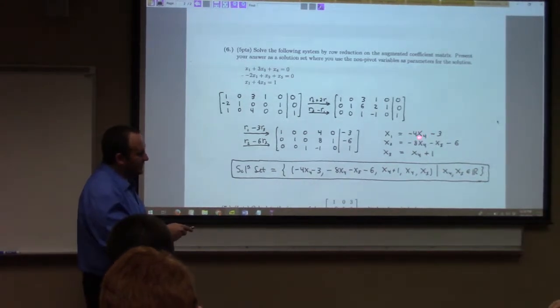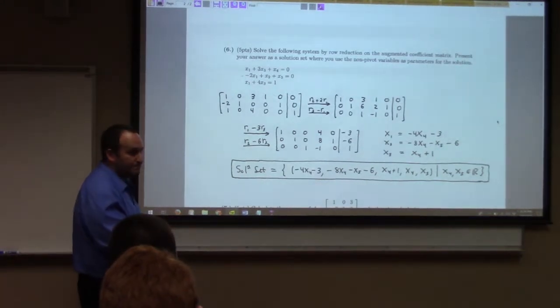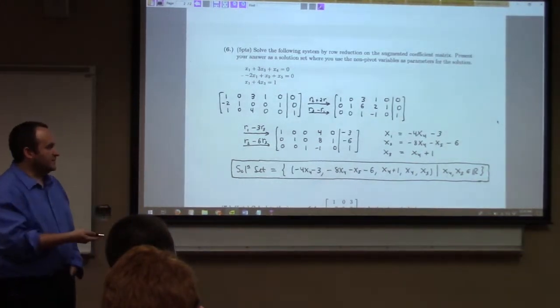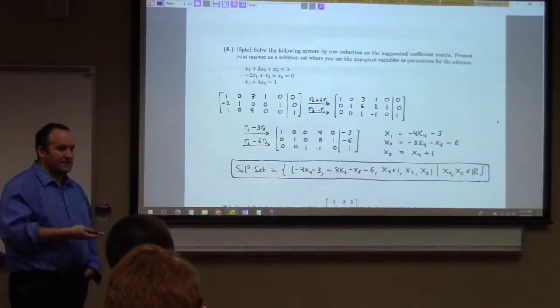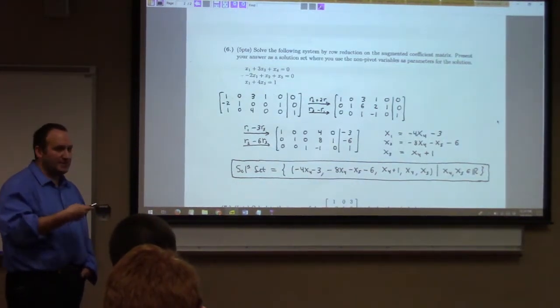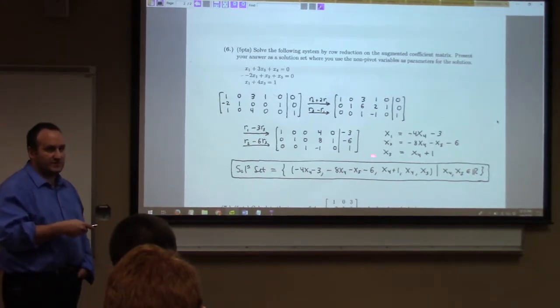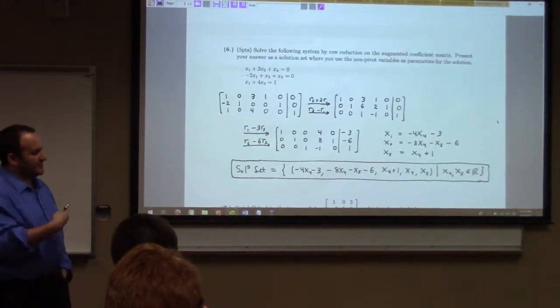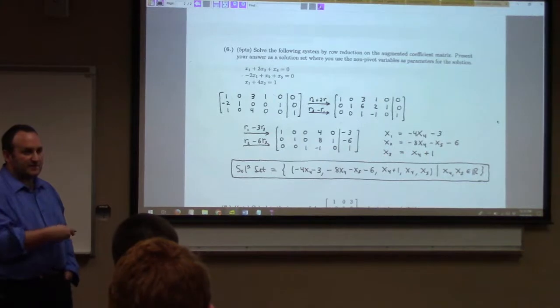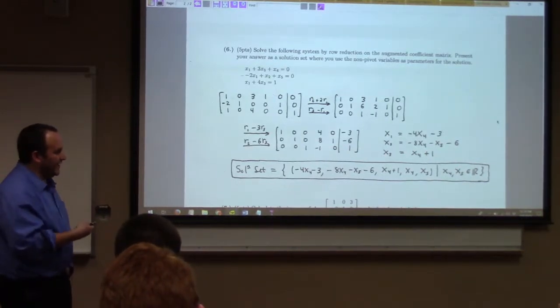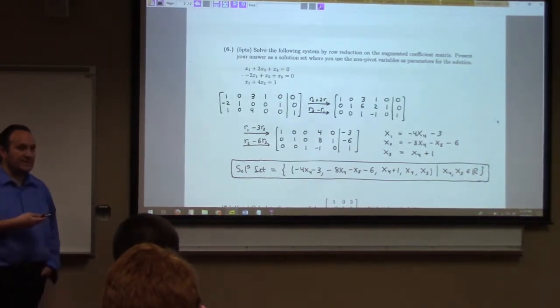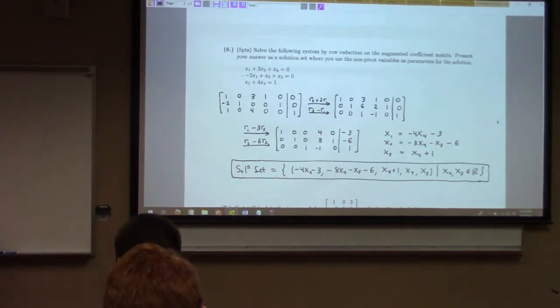So here, the non-pivotal variables x4, x5 appear as parameters in the solution set, right? If this was over a finite field, over Z mod p, there would be p squared worth of solutions in this one. If this was over Z7, there'd be 49 solutions in this solution set. But here, if I had asked about the cardinality, there would have been an infinite number of solutions.